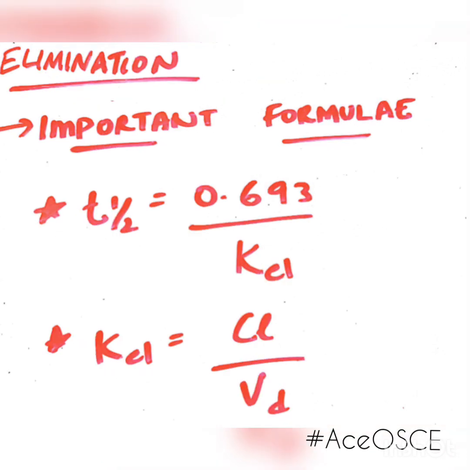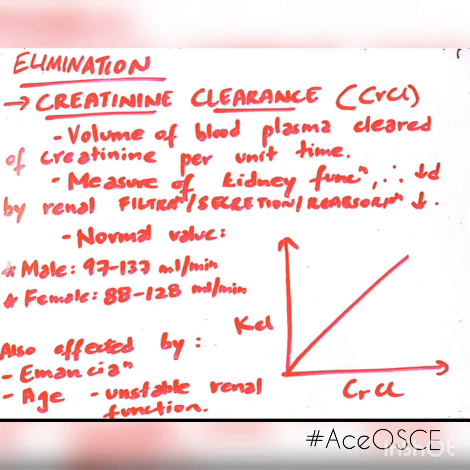Another quick look at important formulae from this chapter. Now we come to creatinine clearance, which is different from regular clearance. It is the volume of plasma cleared of creatinine per unit time. So not specific to a drug that is being cleared. It usually compares the creatinine per se, and therefore it's a function of your body.